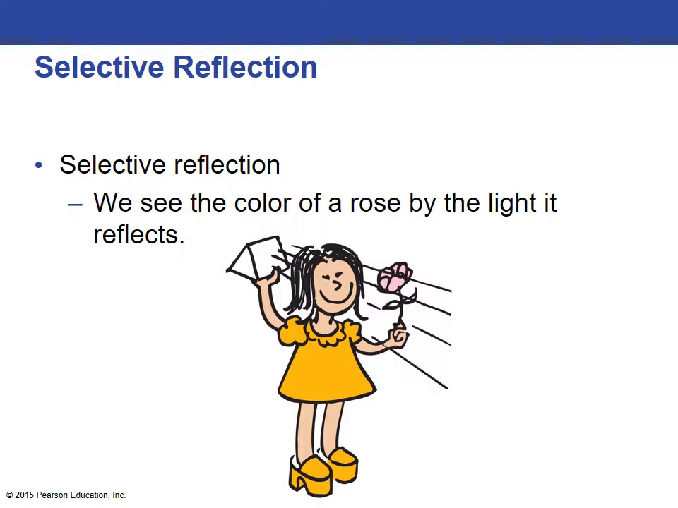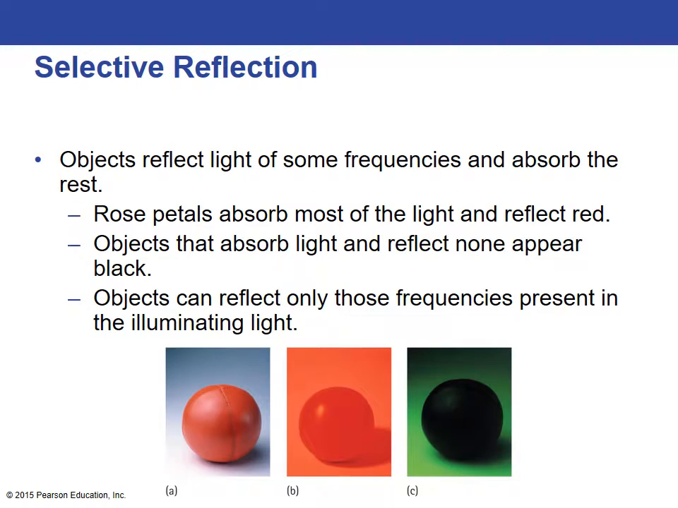Now, selective reflection means that we see the color of something by the light that it reflects. So we see whatever is reflecting off that surface. Now, objects reflect light of some frequencies and absorb the rest of the frequencies. So, for example, a rose petal absorbs most of the light and reflects the red. So on a red rose, that's why we see red, because red is being reflected.